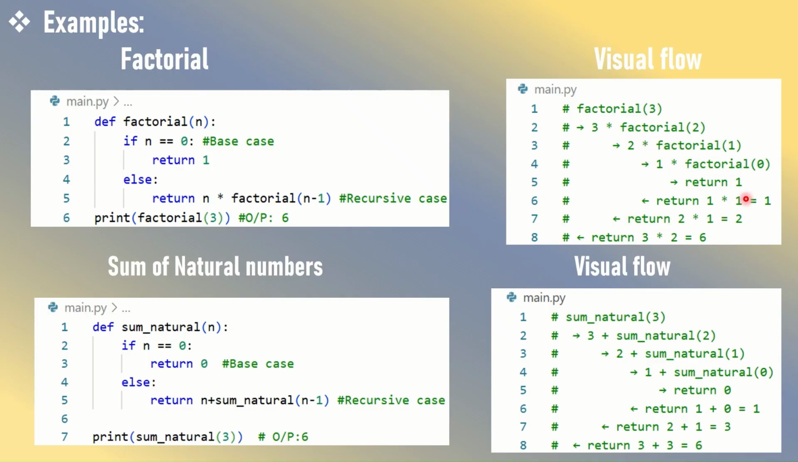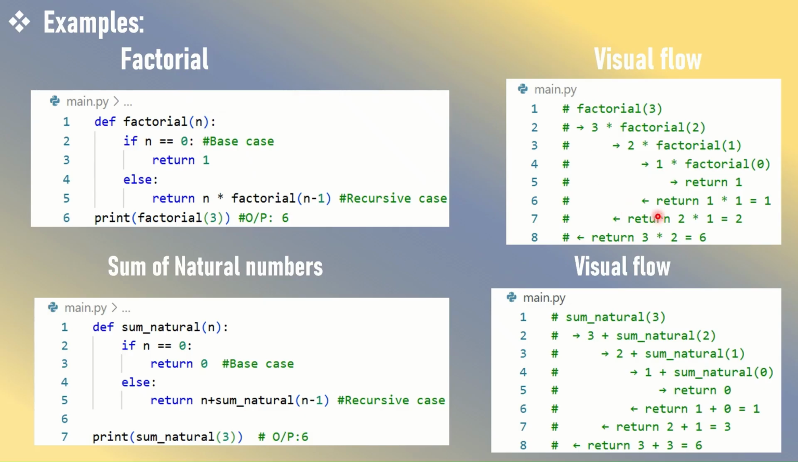So this factorial of 1 will be 1, which is equal to 2 into 1, 2. And again, this value is returned back to the factorial of 2. So in place of factorial of 2, this value will be substituted. Then 3 into 2 becomes 6. So finally, it will return the result as 6. Like this, recursion will happen.